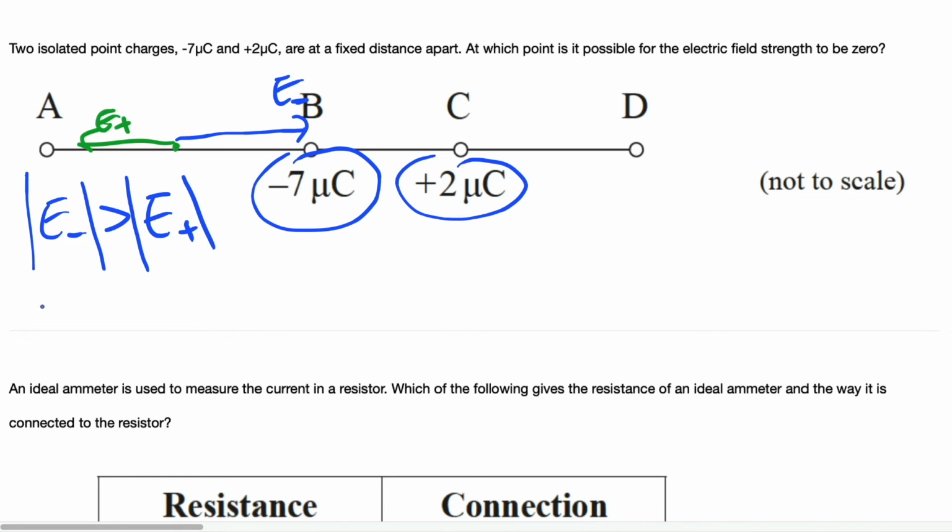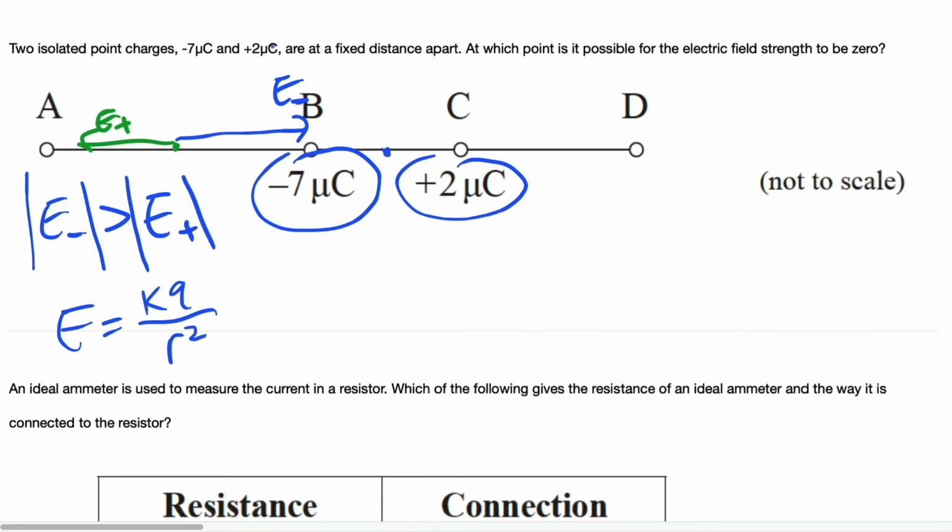And how I get this conclusion is that electric field is equal to the Coulomb constant multiplied by charge divided by distance squared. So any distance between A and B is not possible. What about the distance between B and C?